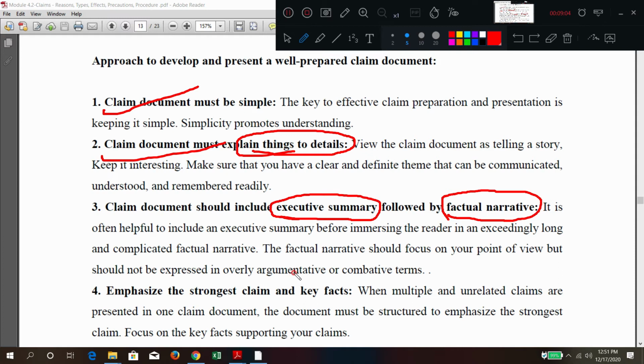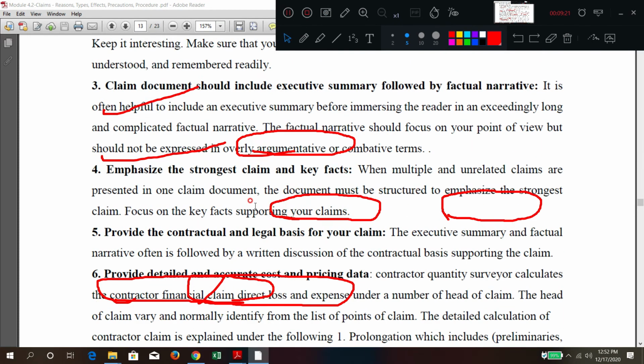So factual data should be given. Emphasize on the strongest claim means what? Finally, how much you want. That is called as a statement making. This much amount we are claiming. That is called as emphasize on the strongest point or the strongest claim or key facts.